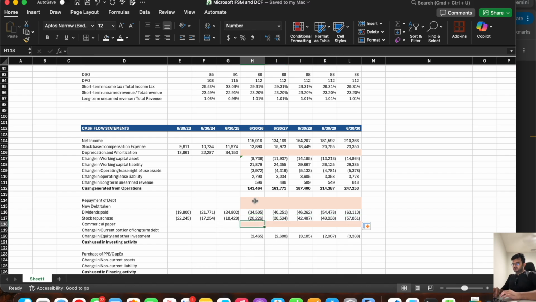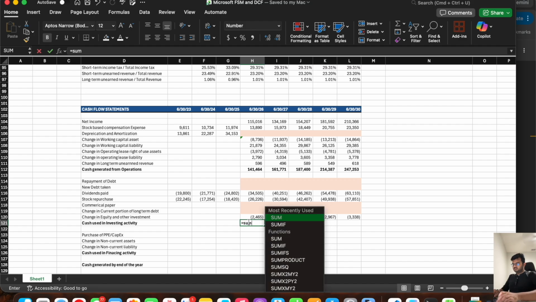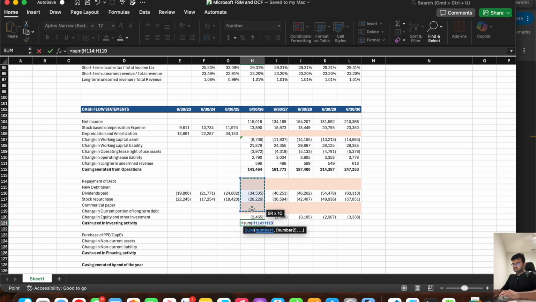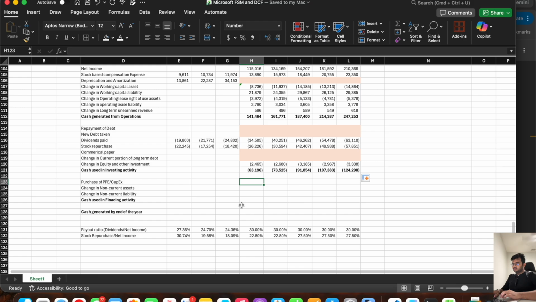Next item, commercial paper. As I mentioned, we need a debt schedule. Even the next item is change in current portion of long-term debt. That we will also get while we build the debt schedule. So now the rest of all the items is done. We will do a summation of all these numbers and get the total cash used in investing activity as of now. Then the next one is purchase of property, plant and equipment, or capex.